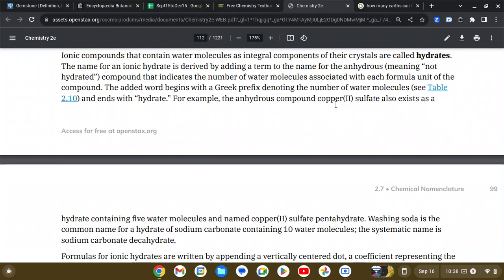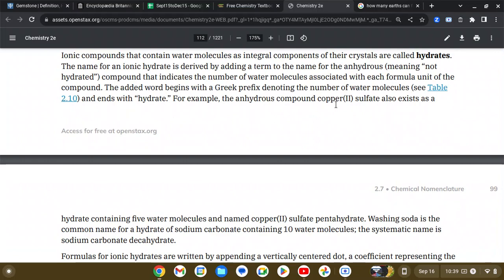The added word begins with a Greek prefix denoting the number of water molecules and ends with hydrate. For example, the anhydrous compound copper(II) sulfate also exists as a hydrate containing 5 water molecules, named copper(II) sulfate pentahydrate. Washing soda is the common name for a hydrate of sodium carbonate containing 10 water molecules. The systematic name is sodium carbonate decahydrate.